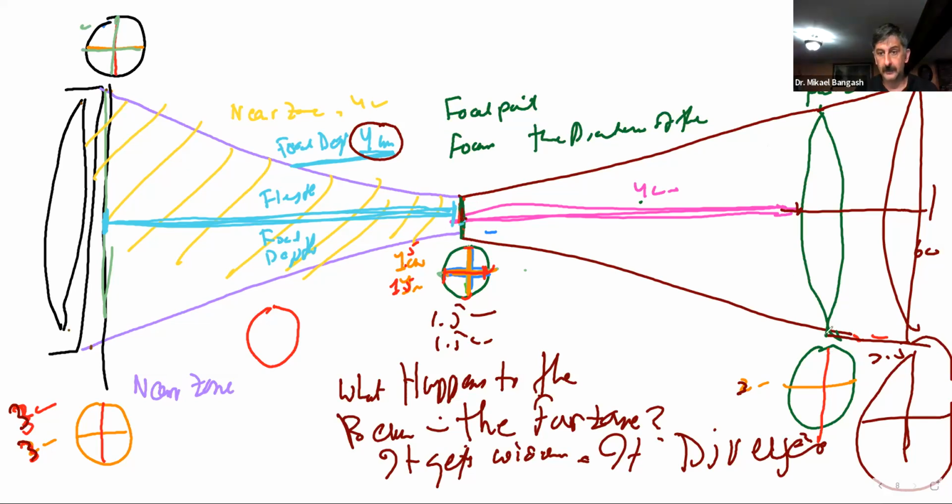What's going to happen is that the beam is going to diverge back into a width of 3 centimeters tall and 3 centimeters wide, at a distance of 4 centimeters from the focal point. But if you go further into the far zone, what's going to happen? The beam is going to keep on diverging. So the distance from side to side, which will be the width, will also increase. The distance from the top to the bottom, which is the height of the beam, will also keep on increasing.